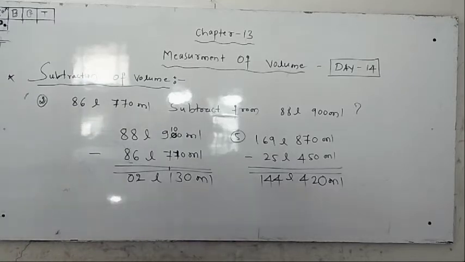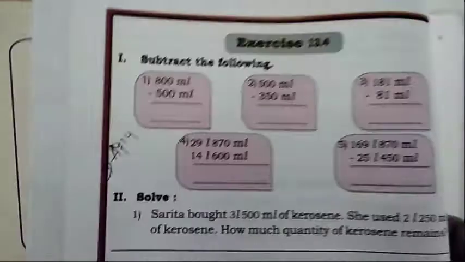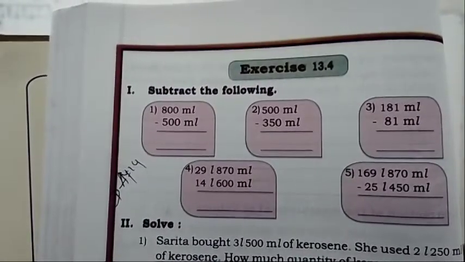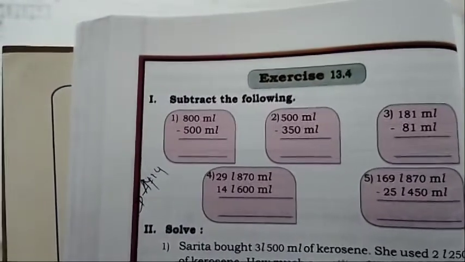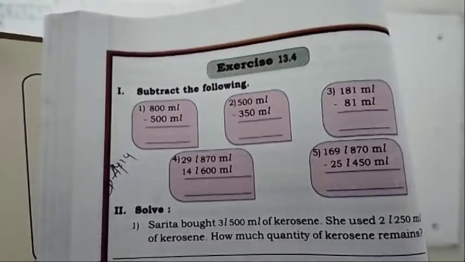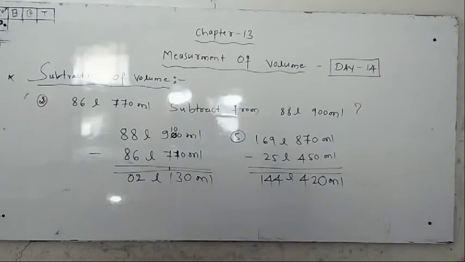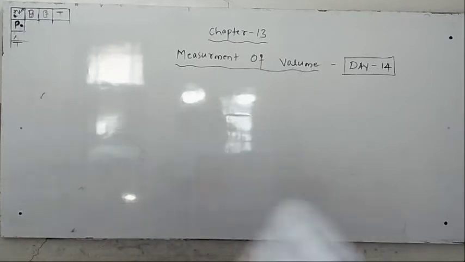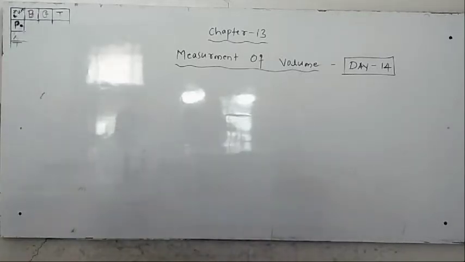And the fourth one is there. Fourth one: 29 liter 870 milliliter minus 14 liter 600 milliliter. Okay, this one all of you do. Afterwards we will discuss word problems. Now we are going to discuss word problems.